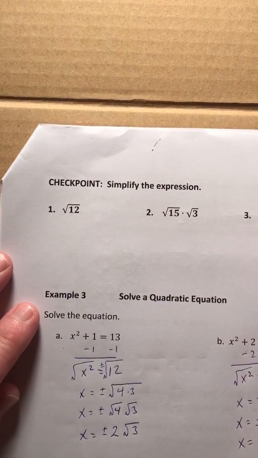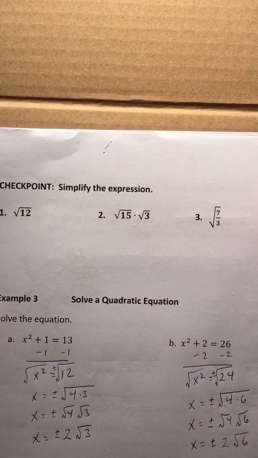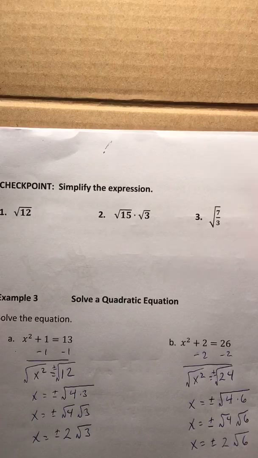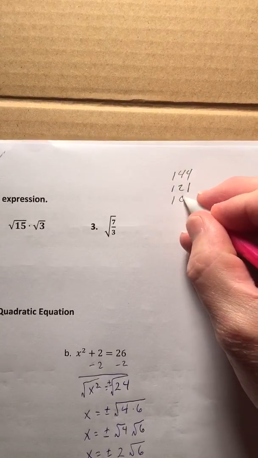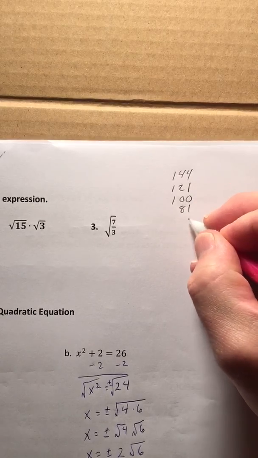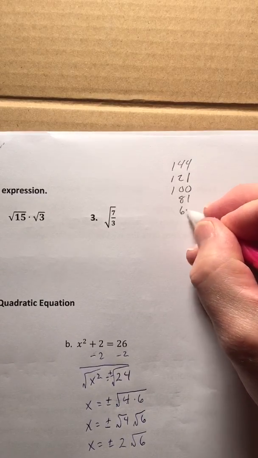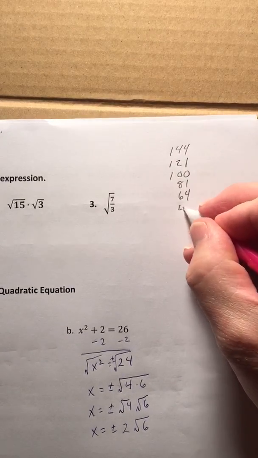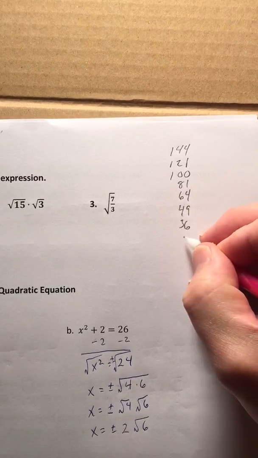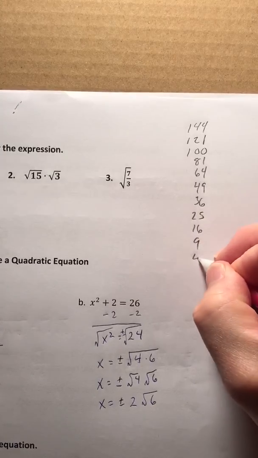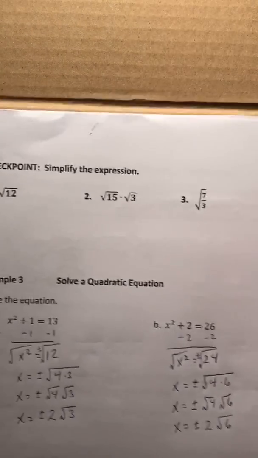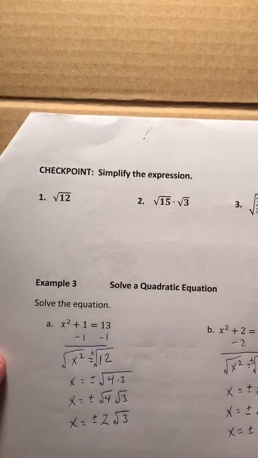Remember, I gave you that perfect squares table where we had that 144, 121, 100, 81, 64, 49, 36, 25, 16, 9, and 4. All right. So again, here's how we take care of this.